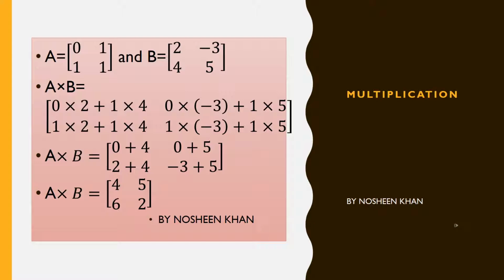Now 0 multiplied to 2 will give you 0 plus 1 into 4 is 4. 1 multiplied to 2 is equal to 2 plus 1 into 4 is 4. 0 multiplied to minus 3 will give you 0 plus 1 multiplied to 5 is 5, and minus 3 multiplied to 1 will give you minus 3 because plus minus is minus. And 1 multiplied to 5 is 5. So 0 plus 4 is 4, 0 plus 5 is 5, 4 plus 2 is 6, and minus 3 plus 5 is 2.